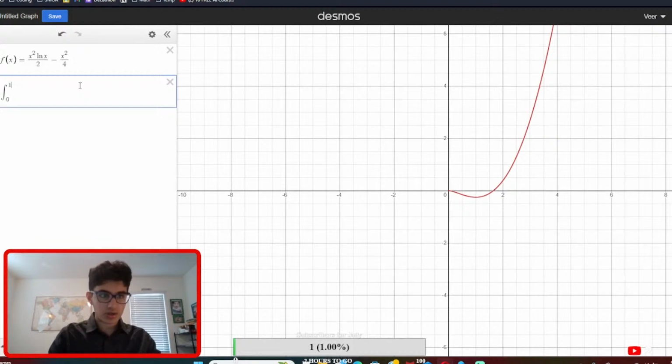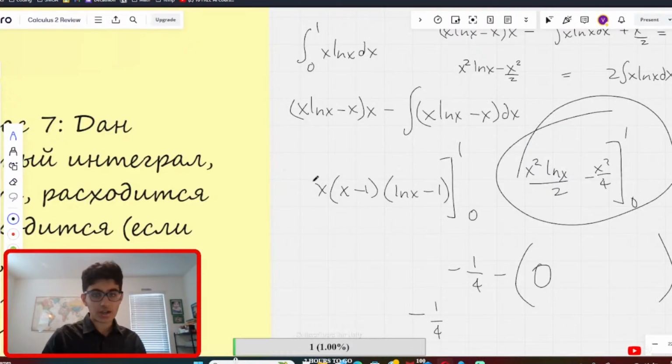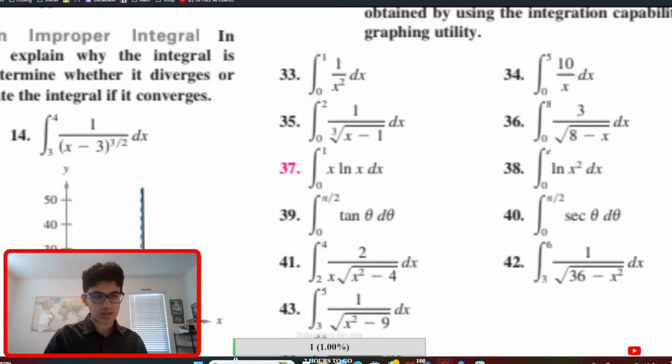Integral from 0 to 1 of x natural log of x dx. Yeah, perfect. Okay, it is correct, which means obviously it does converge. So we did get that. And actually, this also gave us some integration by parts practice, so that's good.